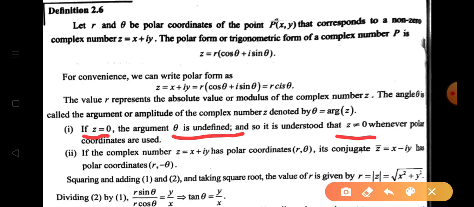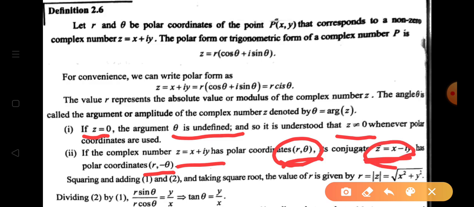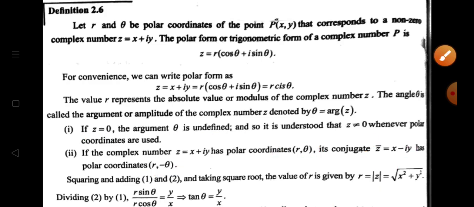If the complex number z equal to x plus iy has polar coordinates r, theta, its conjugate z bar, how do you write z bar? Yes, very good, x minus iy has polar coordinates r, minus theta. x plus iy has polar coordinates r, theta. x minus iy has polar coordinates r, minus theta.